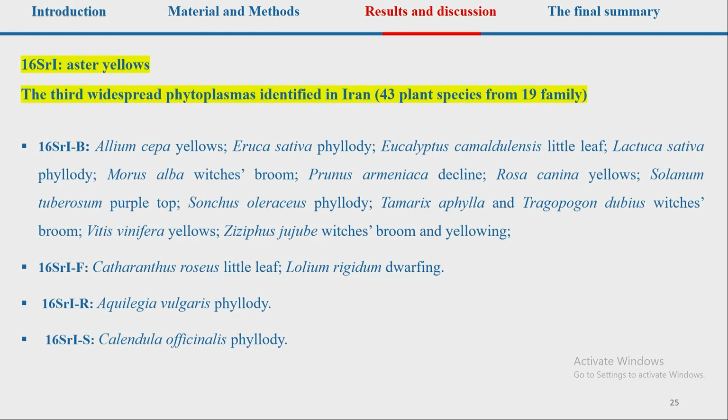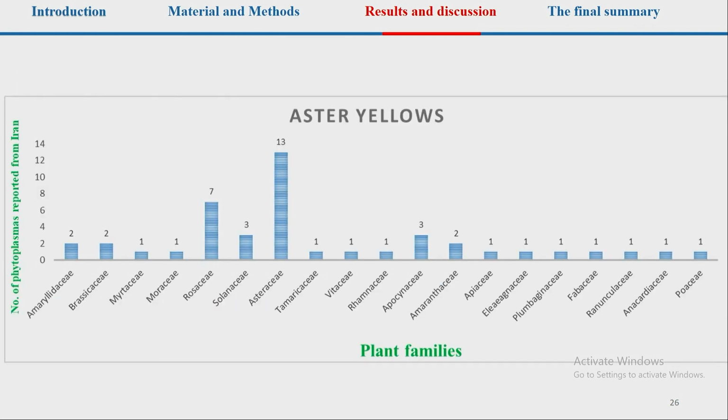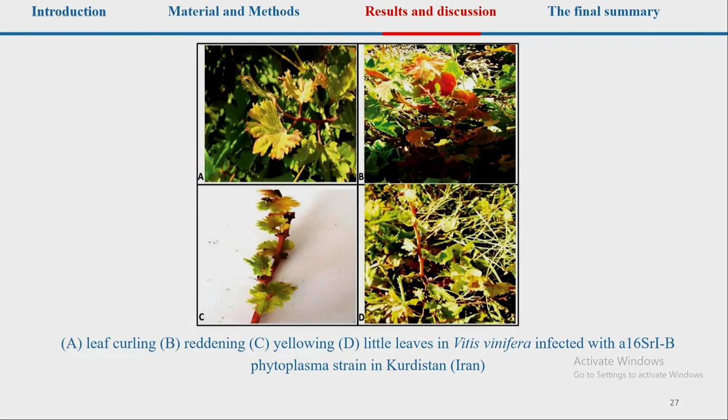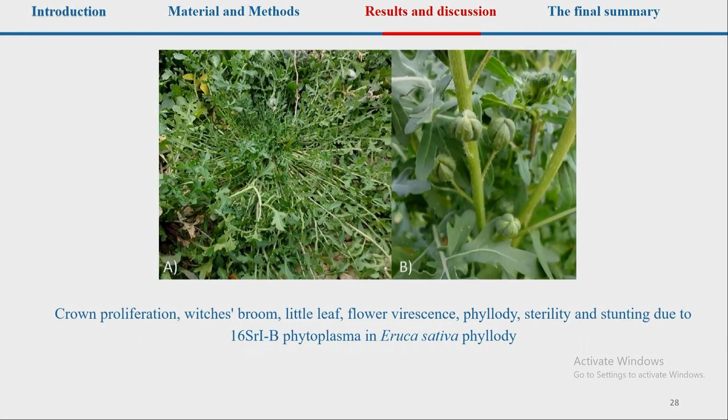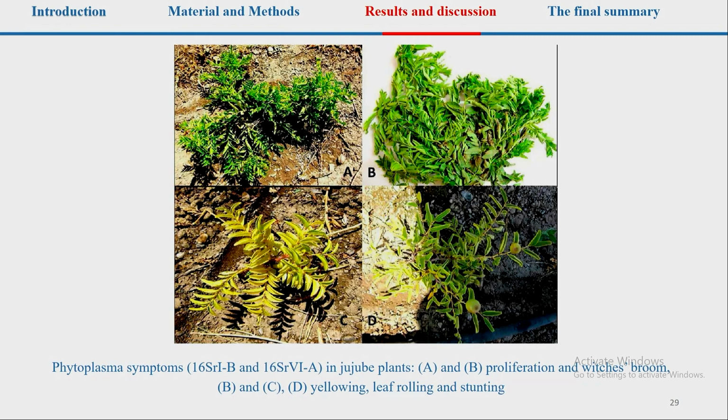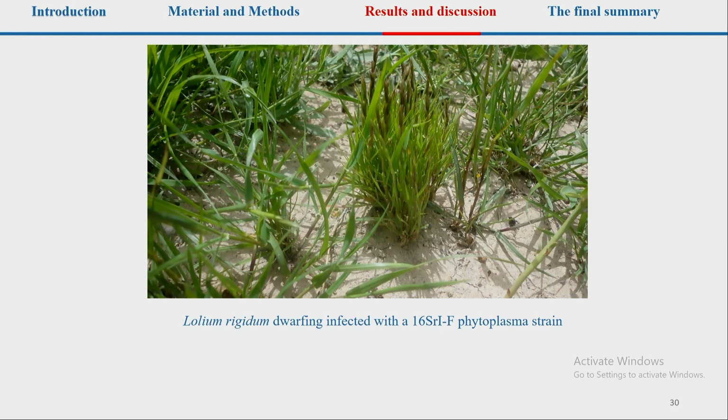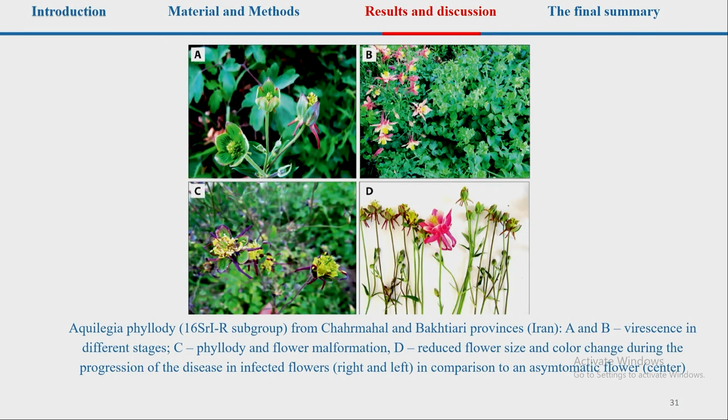Another group, Aster yellows phytoplasma, is the third widespread phytoplasma in Iran, subgroups B, F, R, and S. And you see the plant family and number of phytoplasmas reported from Iran belonging to Aster yellows, which is vinifera infected with Aster yellows subgroup B, Eruca sativa, witches' broom, big bud, and flower virescence and phyllody. Jujube infected with group 6 subgroup A and Aster yellows subgroup B, and Lolium rigidum associated with F subgroup of Aster yellows. Aquilegia phyllody, subgroup R of Aster yellows. You see different disease symptoms.